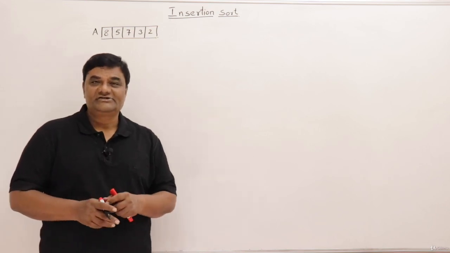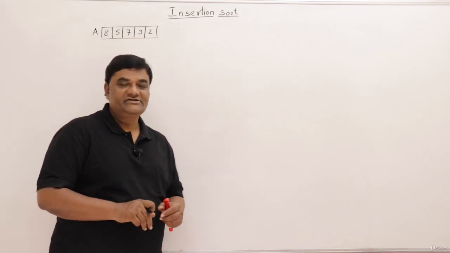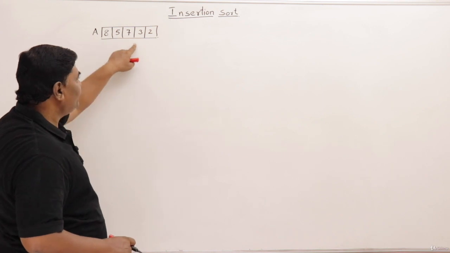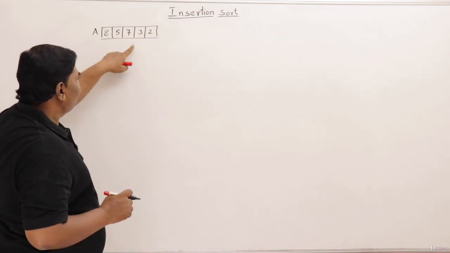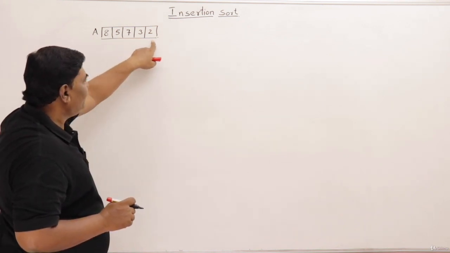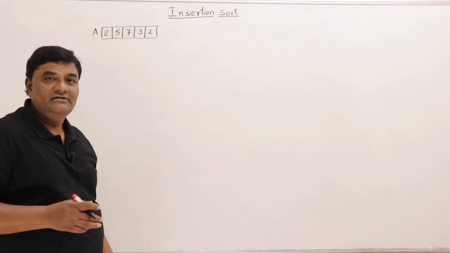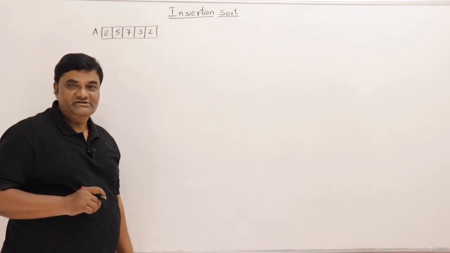Let us look at insertion sort. For explaining insertion sort, I have taken an array of 5 elements. To reduce board work, I have just avoided indices, and even they are not required. Let us perform insertion sort.